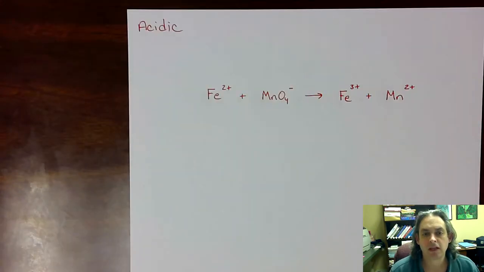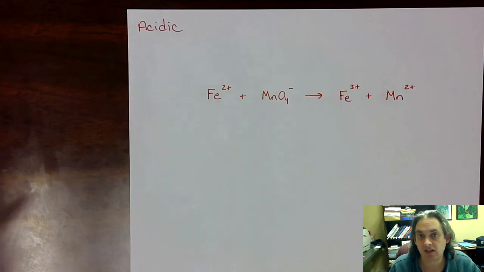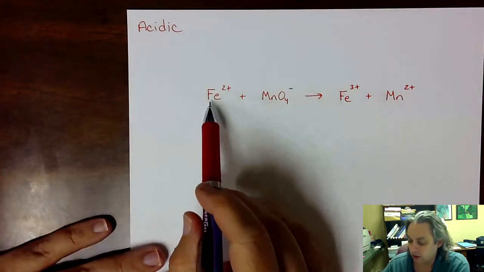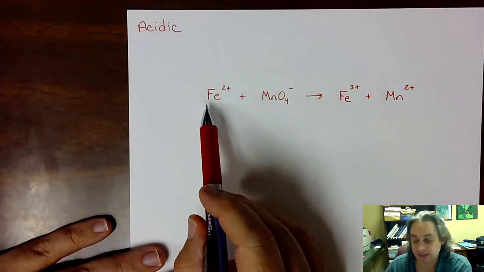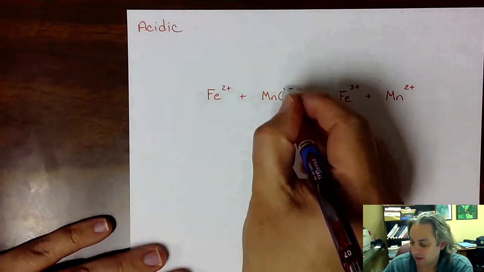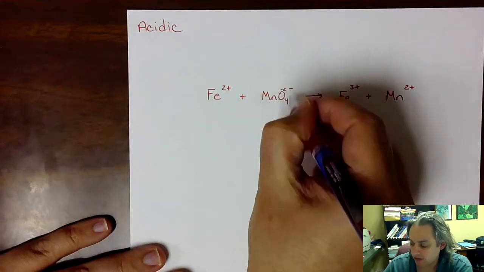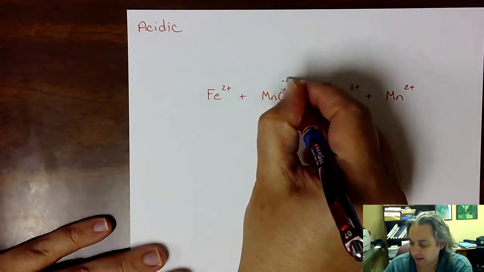The first example we're going to do is a reaction that's in an acidic solution. The very first thing we need to do whenever we balance a redox reaction is first assign oxidation numbers to all the elements and determine what is being reduced and what is being oxidized. So Fe2+, that's already assigned, that's a 2+. The oxygen is going to be a -2. We have 4 of those, so it's a -8.